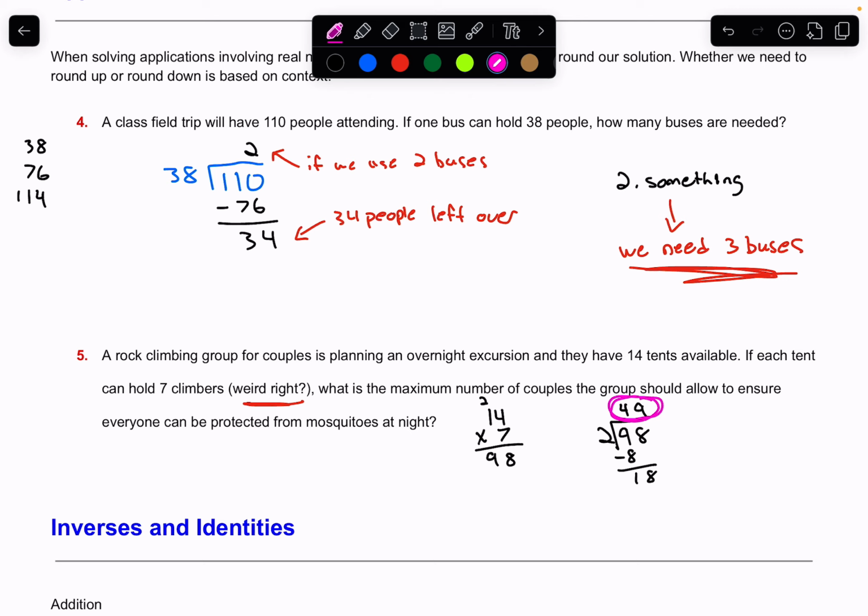Let's say, though, that we didn't get a perfect number there. Let's say we got 49.5. If you could invite 49 and a half couples, well, that really means you can still only invite 49, right? Because it's not like you're going to invite half a couple on a couples retreat. That would mean inviting one person instead of a whole couple. And so that would cause us to round down. But in this case, we're lucky. This number comes out clean. So we can invite 49 couples.